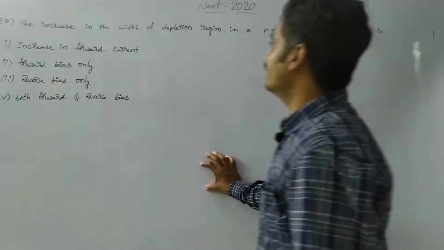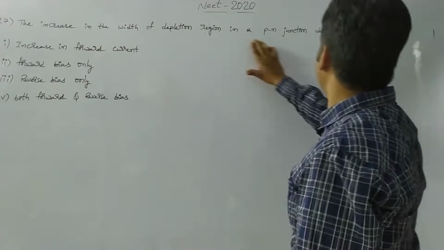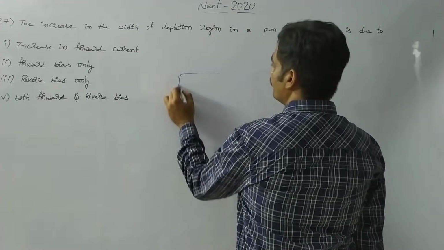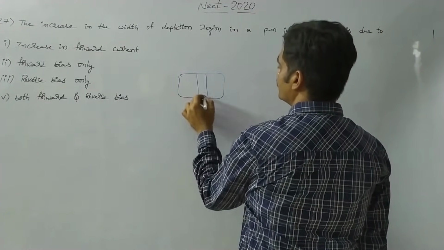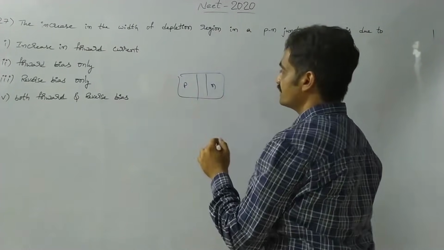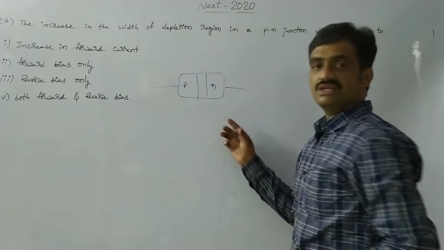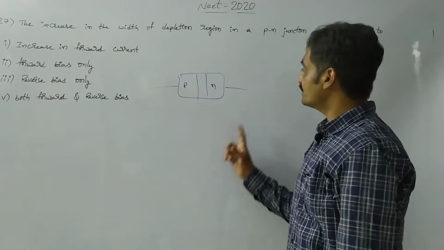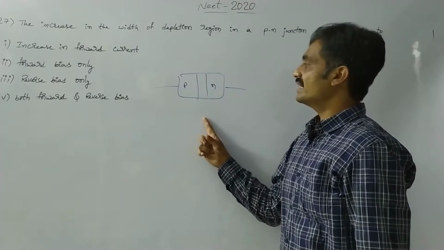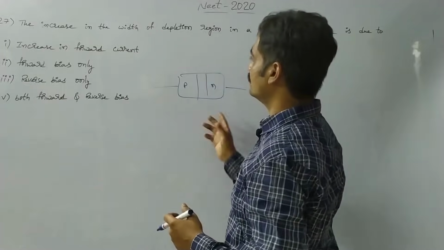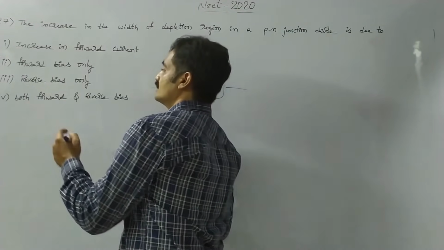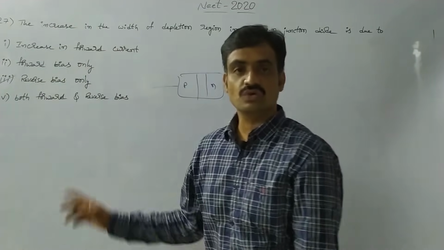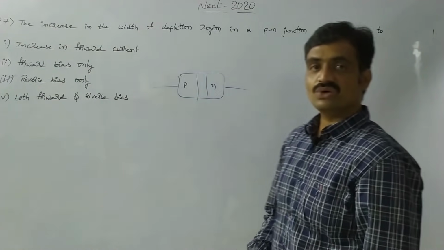The next question is: the increase in the width of the depletion region in a PN junction diode is? So here we know that if we consider a PN junction diode with P and N type semiconductors, when the PN junction diode is connected in forward bias, the depletion layer decreases, whereas when it is connected in reverse bias, the depletion layer increases. So based on that we can represent that the depletion layer increases in reverse bias only. So option is 3. Take a screenshot, we will continue.